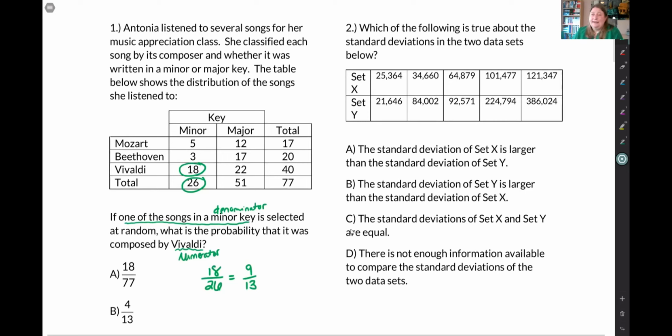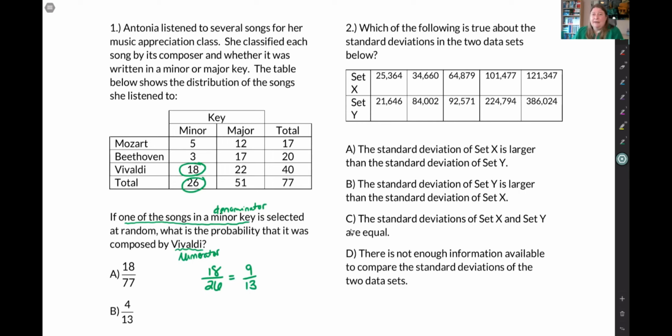Question number 2 here is about the idea of standard deviation. If you have already had a stats class, then you know what standard deviation is, and you can probably already tell what the right answer is to this question. If you haven't had a stats class, I'll give you a quick explanation.